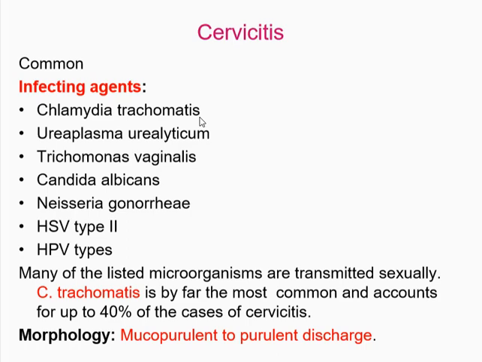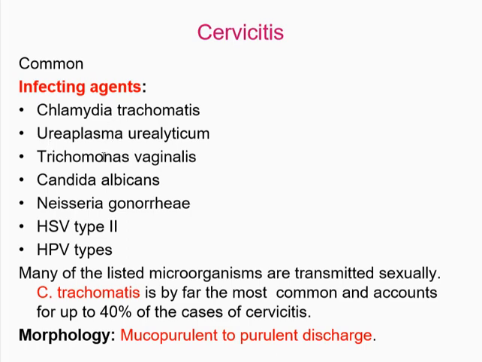develops most commonly. Cervicitis is caused by a number of agents. The most common of these is Chlamydia trachomatis. This is the cause of about 40% of acute cervicitis. This leads to a mucopurulent to purulent discharge, and you have others. For example, ureaplasma is also an intracytoplasmic bacterium like chlamydia.